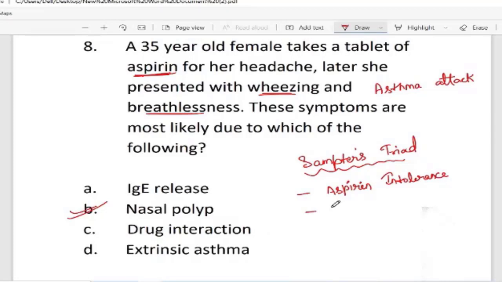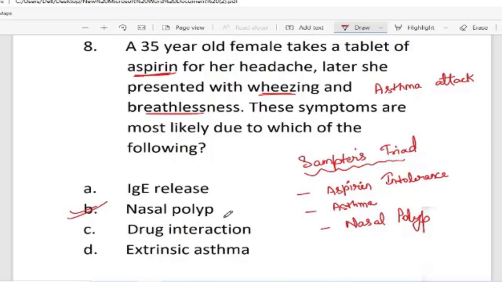asthma, and nasal polyp. So a patient with nasal polyp, aspirin intolerance and asthma has Samter's triad, which consists of three parts: aspirin intolerance, asthma, and nasal polyp. Look at the question. The patient has aspirin intolerance with the symptom of asthma. These symptoms are most likely due to which of the following? So the examiner wants to indicate Samter's triad. The correct answer here will be nasal polyp.